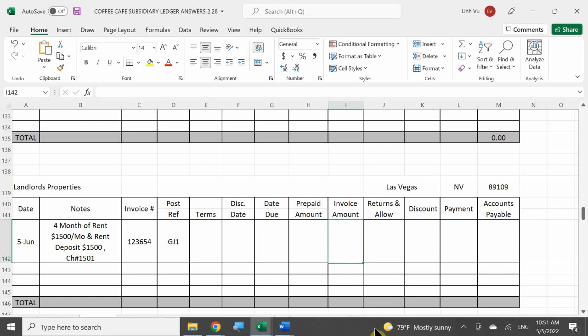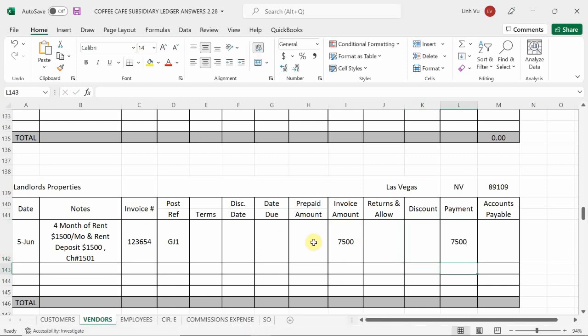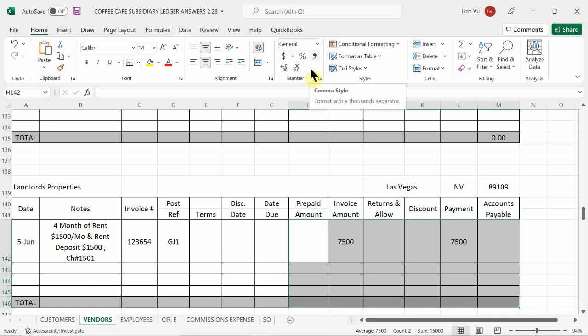What was the invoice amount? What did the contract say? That you owe a total of $7,500, and did you pay for it? Yes, you did with the check 1501. Okay? No discounts, no returns. It's going to be very difficult for you to return rent. Okay? So that's that there.